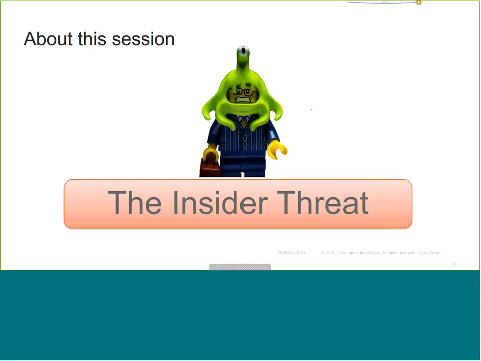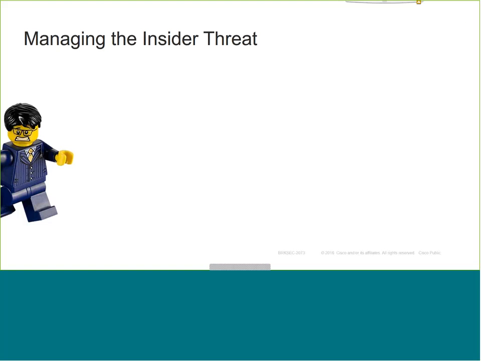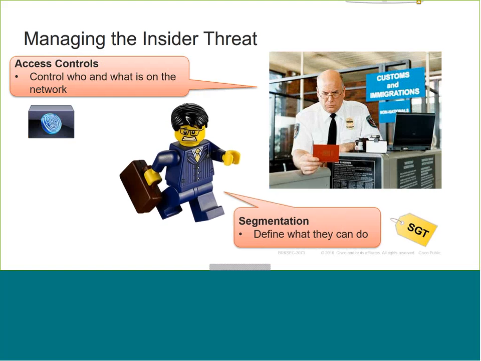This session is going to look particularly at insider threat. It is basically a session about how we can use network analysis and the network, which is our obvious thing in the quote given there by Sherlock, to mitigate an attack. So let's start by looking at our insider threat and how we manage it. The next few slides form the basis of some of the different ways that we can protect our network and where exactly network visibility will fit into it.